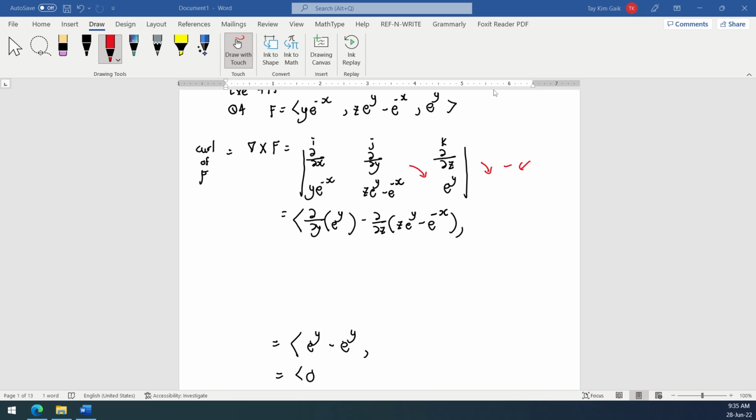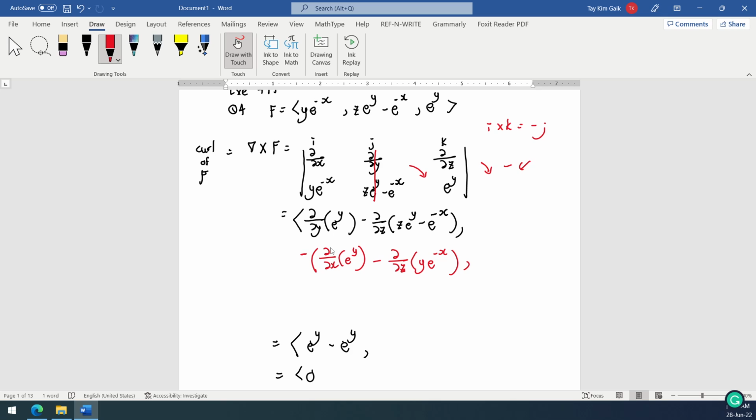For component j, you cross it out, and i cross k is negative j, so that's why you got a negative. Let me make sure here. Then you use the same direction, main diagonal: del/del x of e^y minus del/del z of y e^(-x). This is component j.